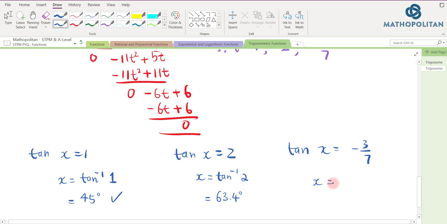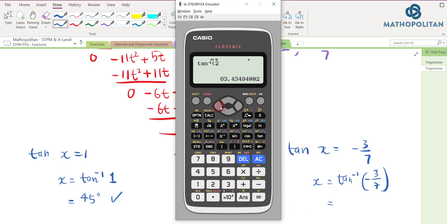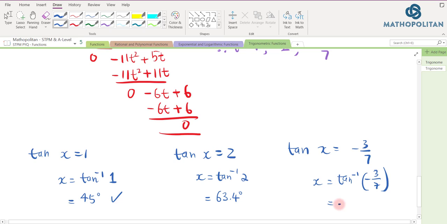Now for this negative value of tangent x, let's use the calculator for this, negative 3 over 7. Let's see what's the value. I will just change this to negative 3 over 7. So that will be negative 23.2 degrees. But keep in mind that x is between 0 to 180. So this answer is definitely not the right one. So what do we do?